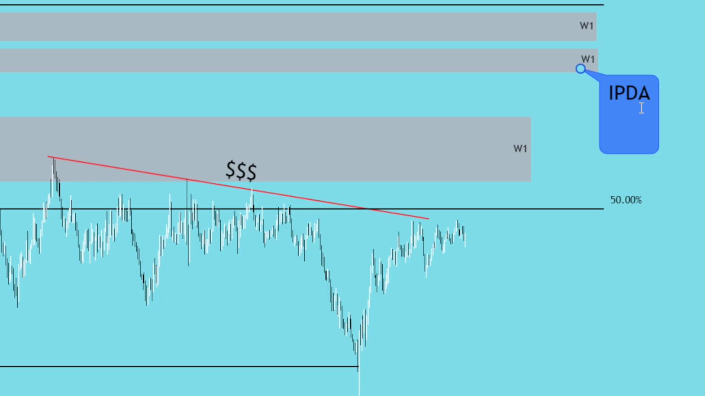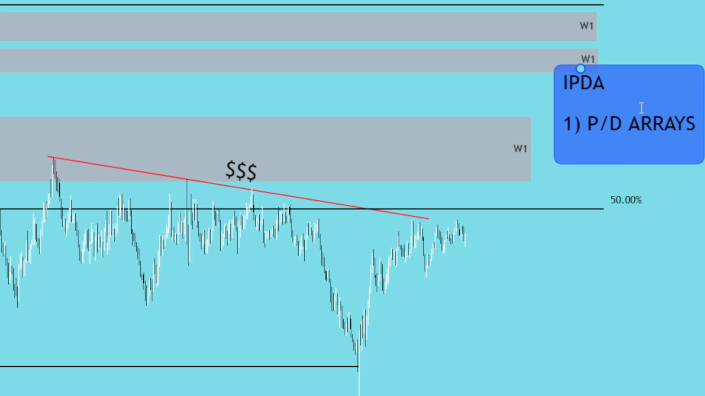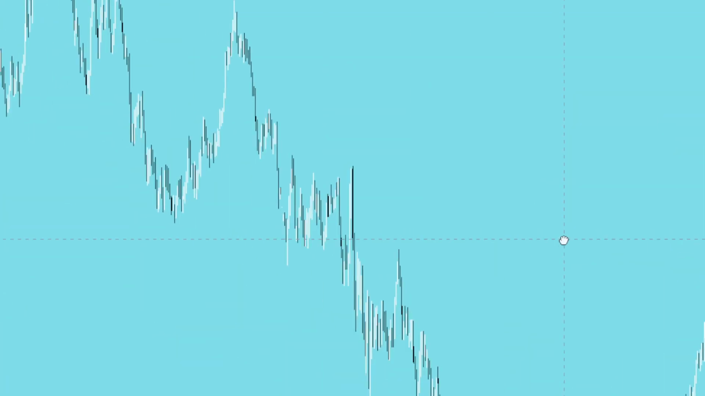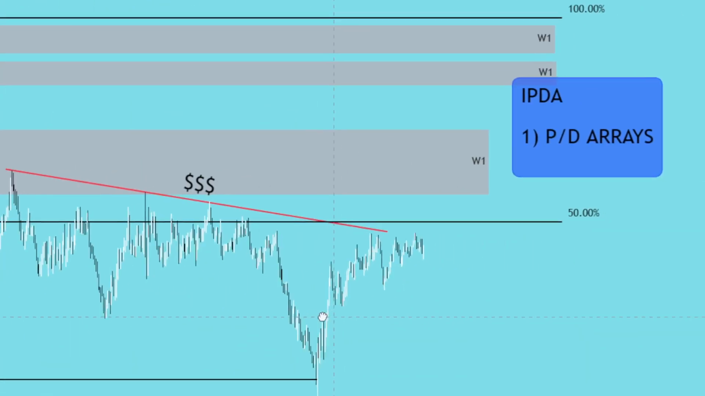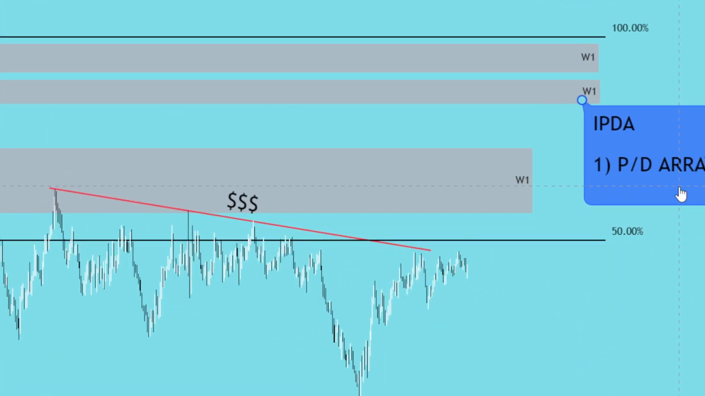The first thing IPDA seeks is PD arrays, right? Price moving from premium to discount and discount back up to premium. That's the first thing. IPDA will move from discount to premium. So right now we're in discount and IPDA will move to premium, and then from premium back down to discount in line with the overall structure, which is bearish. So that's the first thing IPDA will seek. IPDA seeks to target PD arrays, right?